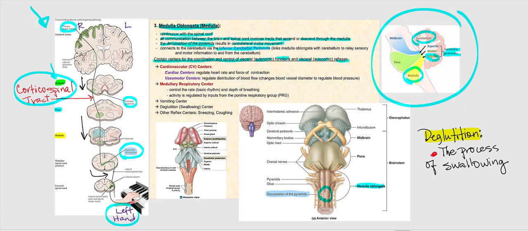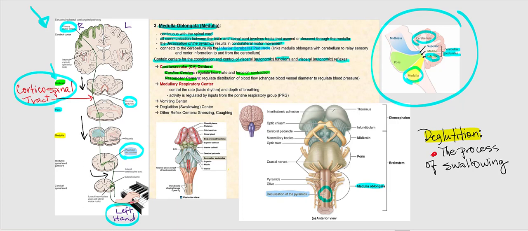One of the centers I would like you to know is the cardiovascular centers. And once again, this is found in the medulla. We have two: the cardiac center and the vasomotor center. The cardiac center is what's going to regulate heart rate. In other words, how fast will our heart beat? Basically, beats per minute. It will also control the force of contraction. How much force will our heart beat with? That's all regulated by this cardiac center.